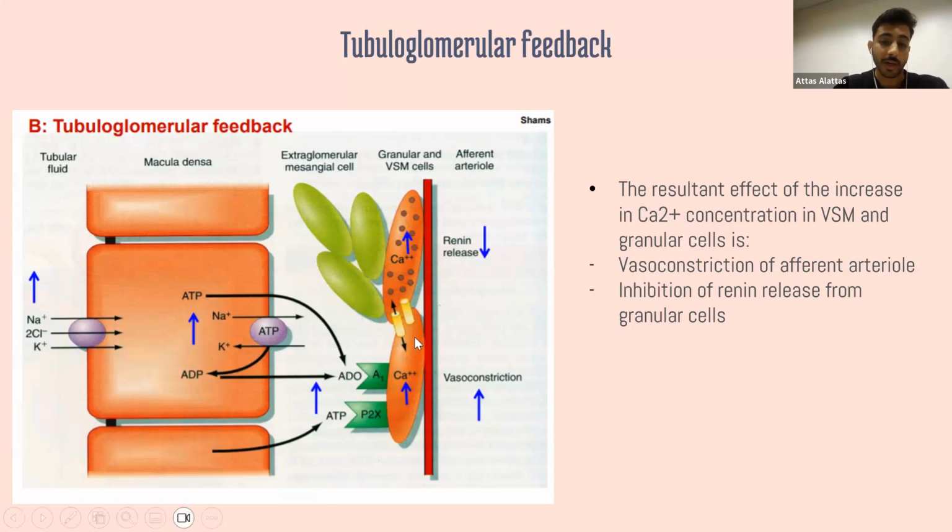So this is why this mechanism will decrease the renin, but it will cause vasoconstriction. So by decreasing renin and causing vasoconstriction, it will result in less GFR. Is that clear, or should I repeat it?